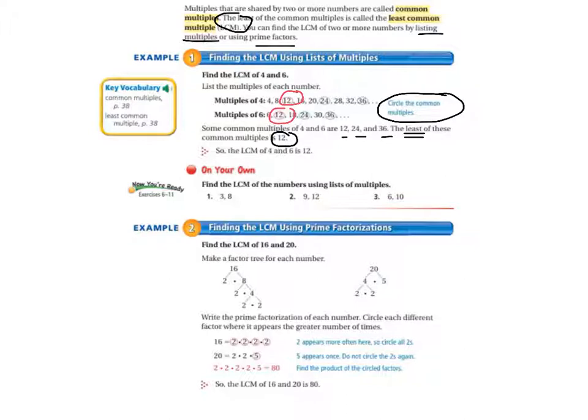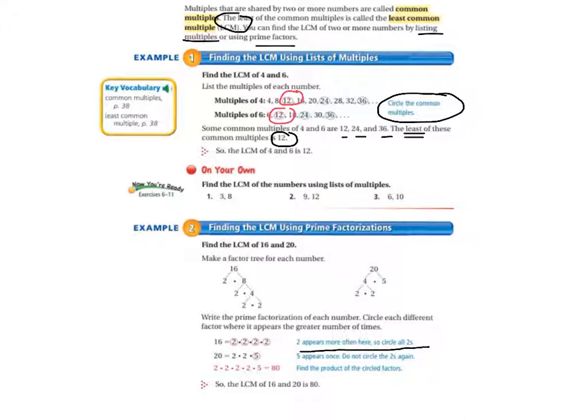We're going to make a factor tree for each number. You know how to do that. And so here are your factor trees for 16 and 20. Write the prime factorization of each number. Circle each different factor where it appears the greater number of times. So if you look at the prime factorization for 16, it is 2 times 2 times 2 times 2. And when we look at the note off to the side, it says since 2 appears more often in this prime factorization, we circle the 2's. So they're circled in red.